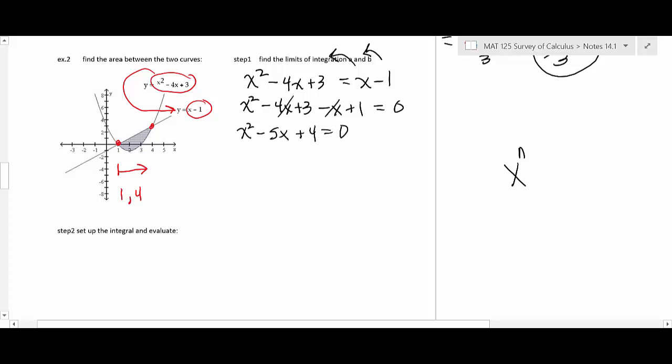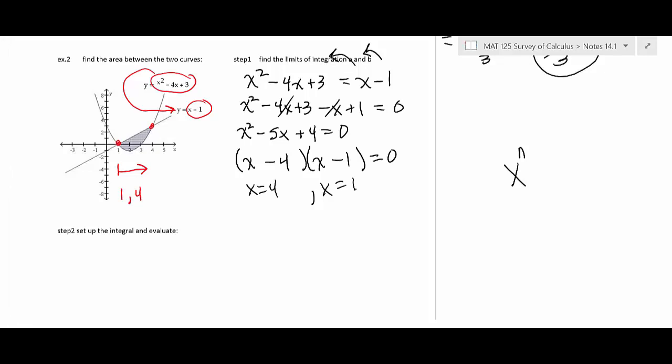This will factor, and it will factor as x and x. What are you going to use for your other numbers? x minus 4, x minus 1. Good. So just like we thought we would get, you get x equals 4, you get x equals 1. So you've got to find those limits of integration unless it's just real obvious from the diagram. This one's pretty obvious, okay? All right. So now we're going to set up the integral. What you're going to do is go from 1 to 4. Now, which of the two curves is on the top?